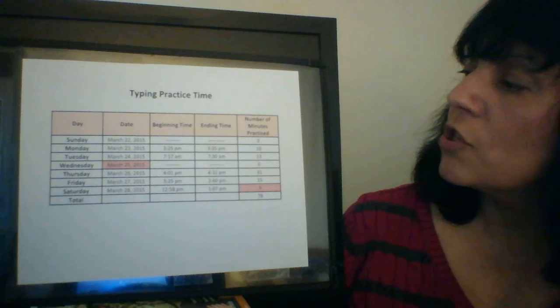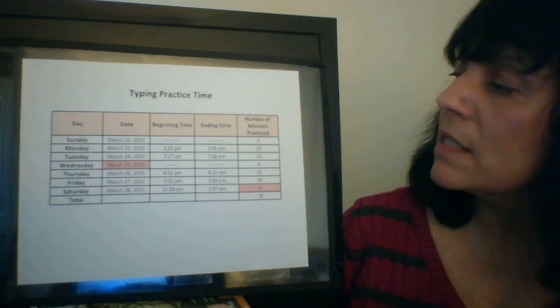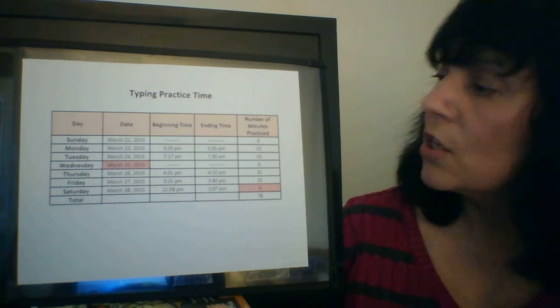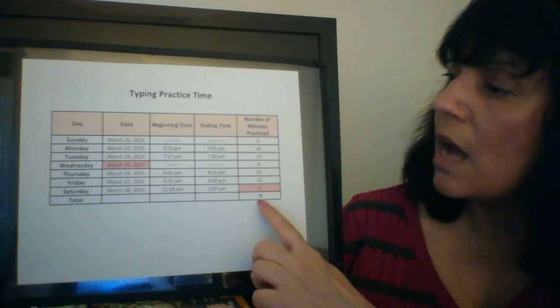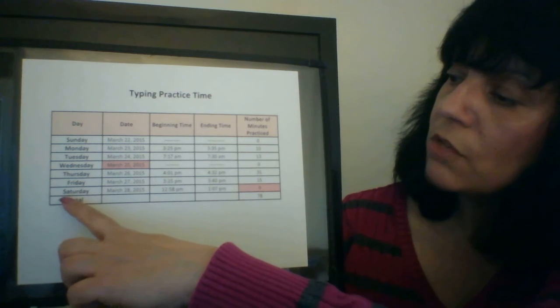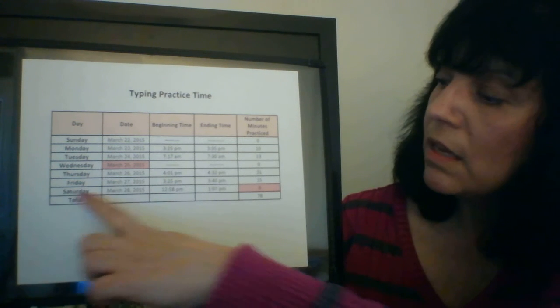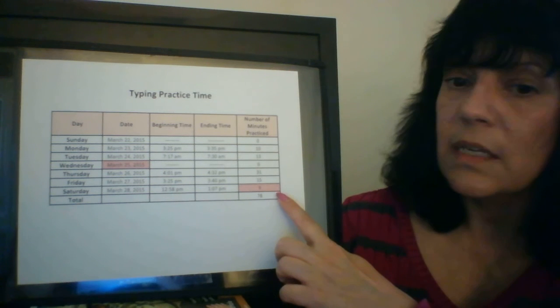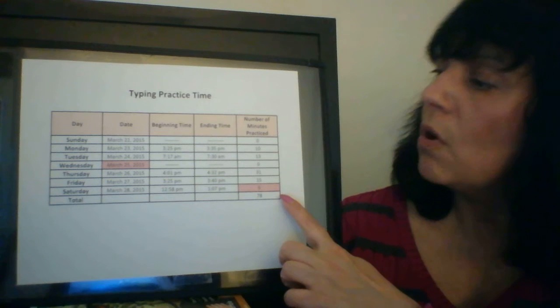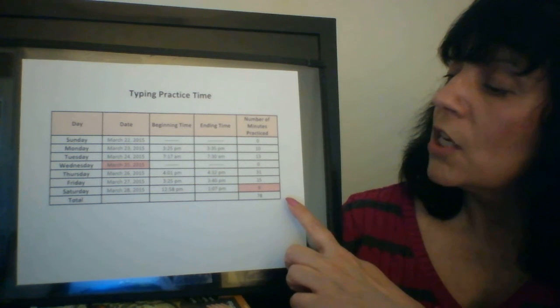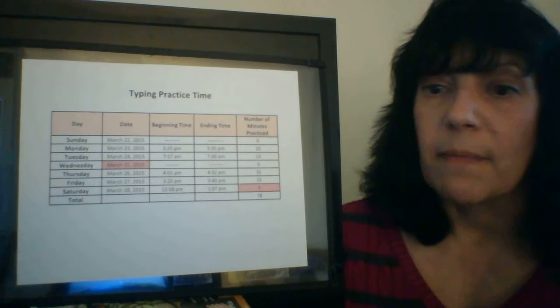The same thing is true if she wanted to know how many minutes she practiced on Saturday that week. She would look down number of minutes practiced, that column, go over to the row, find Saturday. Where they intersect is the cell in which the information will be. So on that Saturday, she practiced for 9 minutes.